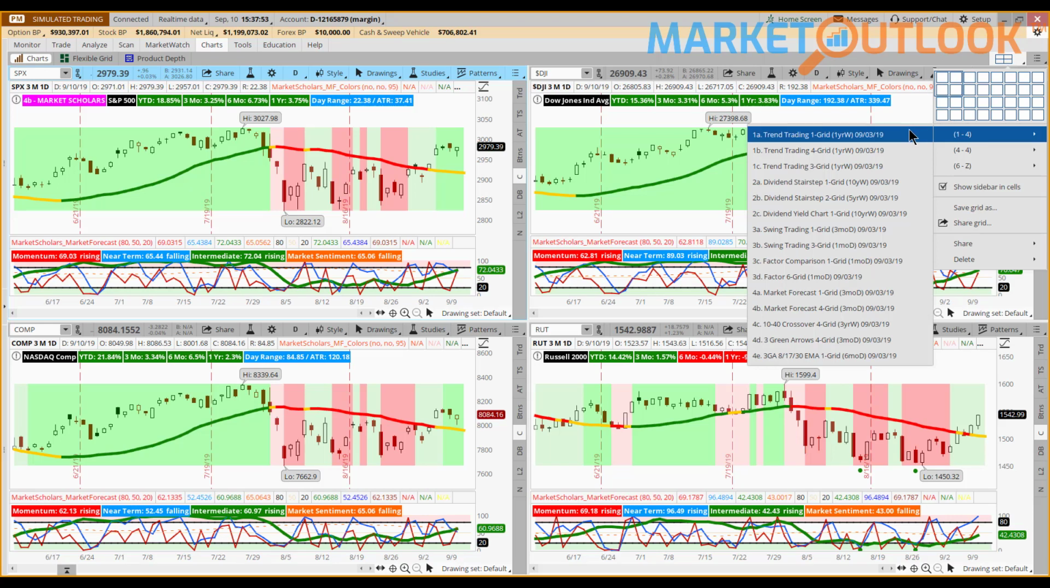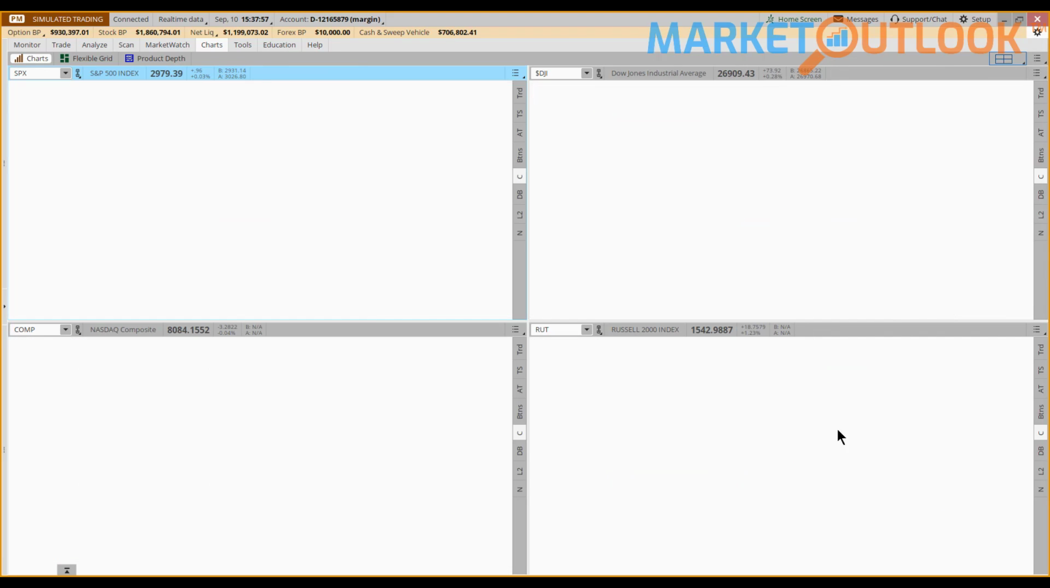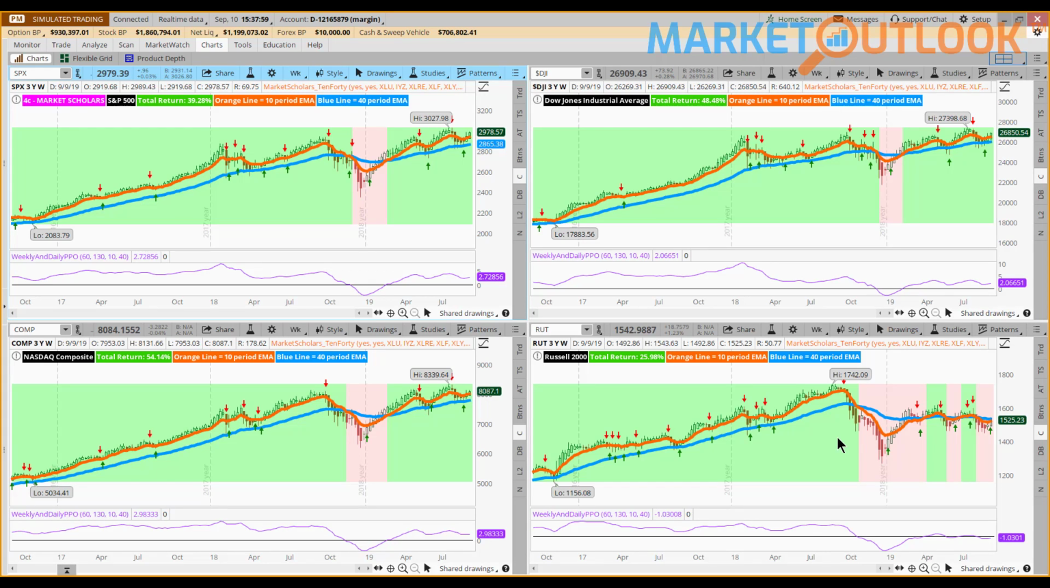In this particular case, let's go ahead and talk about the 10-40 crossover method. Not going to spend a lot of time on this, but just wanted to remind you guys that on this longer term view here, the Russell 2000 is the only one that had a bearish crossover. That's why you see that pink background color of the chart there, telling us that the 10-week moving average is slightly below the 40-week moving average.